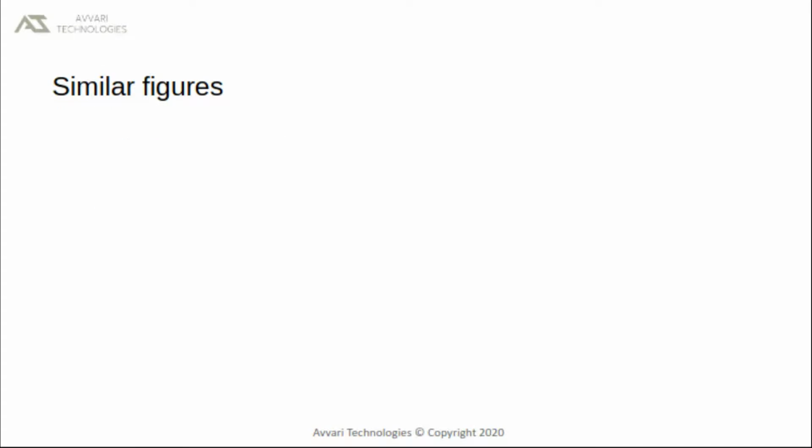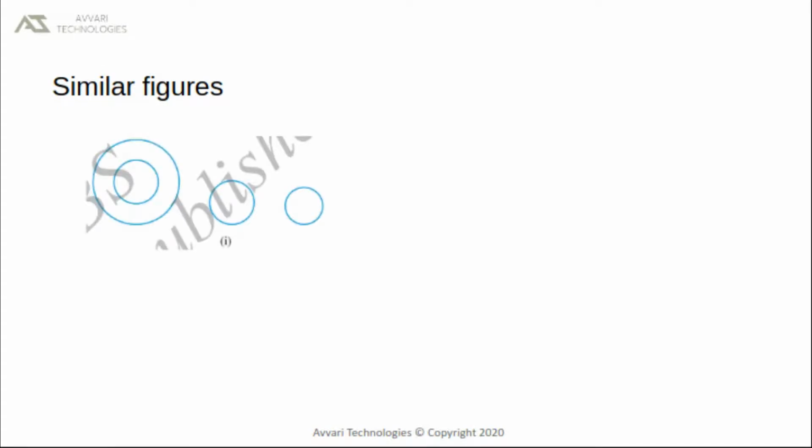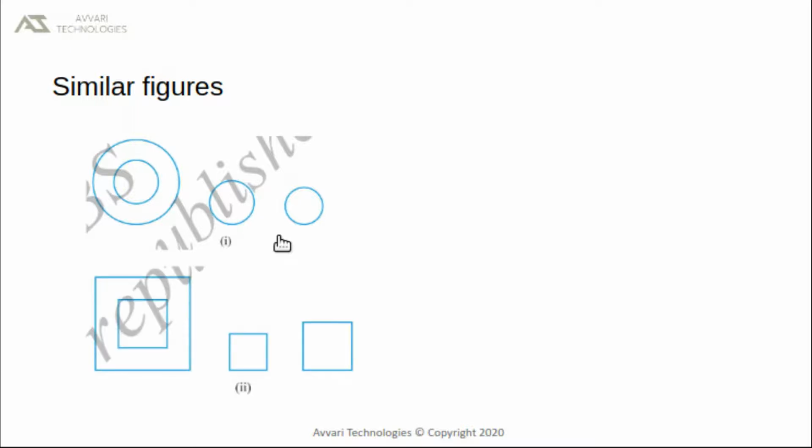Similar figures. In the first example we can see we got three circles. These are concentric circles. Here the circles are similar since they have the same shape, but they vary in the radius. In the second example we can see the squares are similar. They are similar because they have got the same shape and the length of the side is proportional. In the third example we can see the triangles are similar. They are similar because they are in the same shape and the length of the side is in proportion. Even the angles are the same in all these cases.